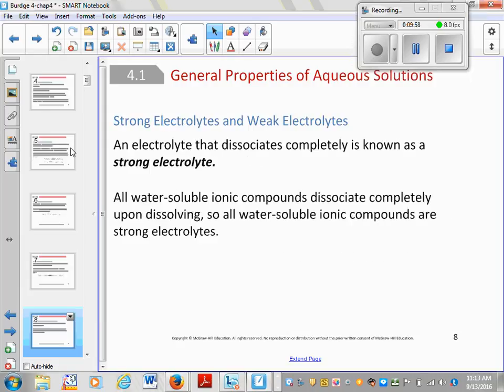So a compound that dissociates completely is known as a strong electrolyte. So most of your salts are strong electrolytes. So all water-soluble ionic compounds dissociate completely upon dissolving. So they're all strong electrolytes. So baking soda is a salt. Dissolves completely in water. It's an electrolyte, strong electrolyte.